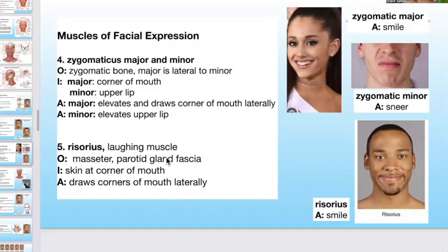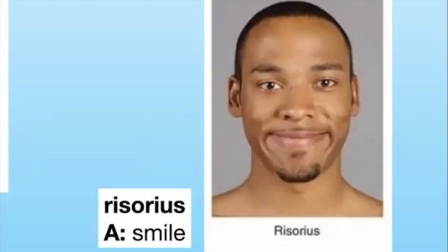The risorius, the laughing muscle, originates on the masseter and the parotid gland fascia. The parotid gland lies over the masseter, so the lower lateral face. The insertion is the skin at the corner of the mouth. The action is to draw the corners of the mouth laterally, not upwards, not to elevate the corners of the mouth, but to draw the corners of the mouth laterally or straight across.